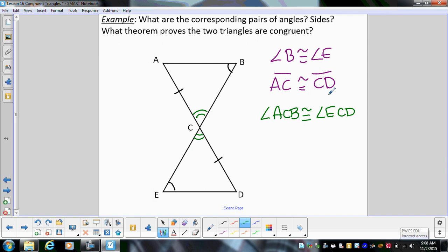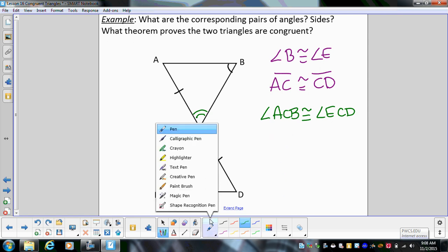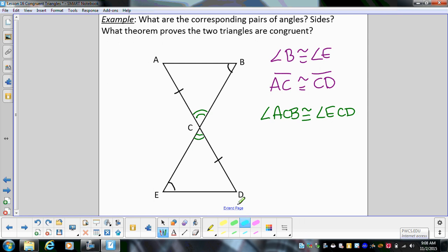So I have two angles and a pair of sides congruent. So I either have angle, angle, side, or angle, side, angle. So I need to look at the sides. These two sides that are congruent are not the sides that are between the pairs of angles that are congruent. So therefore, I know these two triangles are congruent by angle, angle, side.